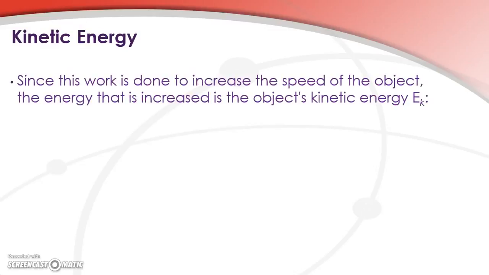So back to kinetic energy. Since that's the work done to increase the speed of the object, the energy that's increased is the object's kinetic energy, Ek. So the change in kinetic energy is 1/2 m v2 squared minus 1/2 m v1 squared.